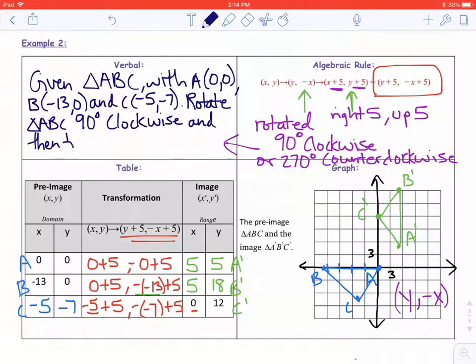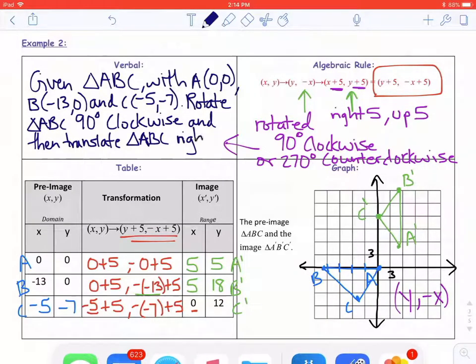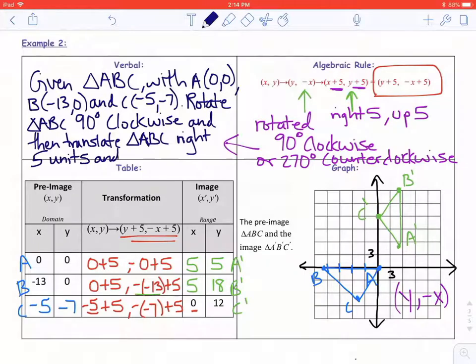And then translate triangle ABC, right 5 and up 5. Alright, so that's it for example 2.